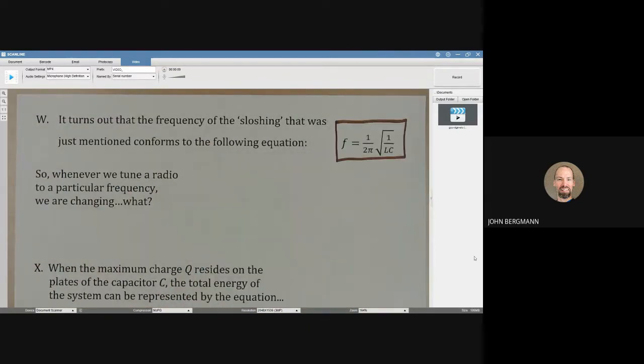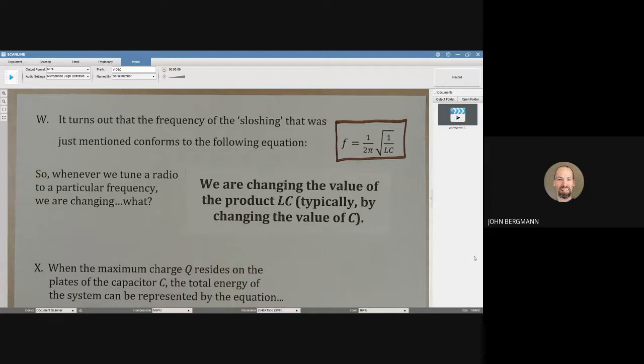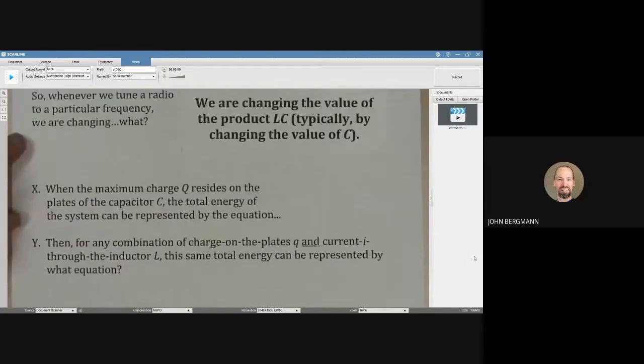Whenever we tune a radio to a particular frequency, what are we changing? We are changing the value of that product in that denominator right there. And usually you're doing it by changing the value of the capacitance. But when you tune a radio, that quantity is being changed so that your radio picks up a particular frequency.